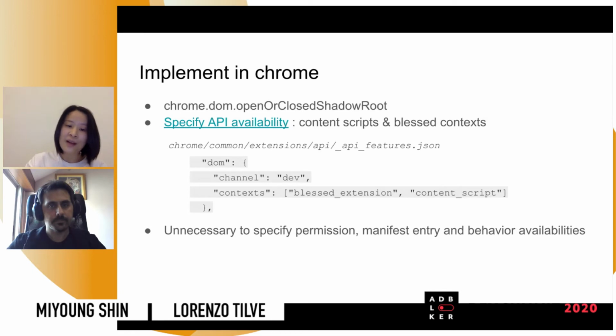Permission features specify the requirements for permission availability. If the extension doesn't satisfy the requirements, the permission will not be granted and the extension will have an install warning. Manifest features specify the requirements for manifest entry availability. If the extension doesn't satisfy the requirements, the extension will fail to load with an error. Behavior features specify the requirements for miscellaneous extension behaviors. This should typically not be used.